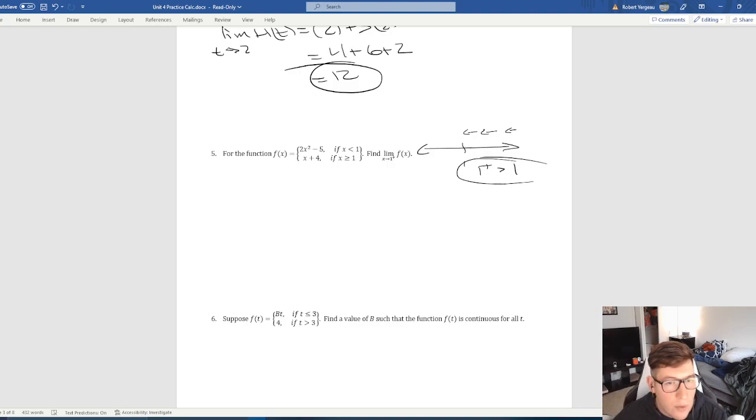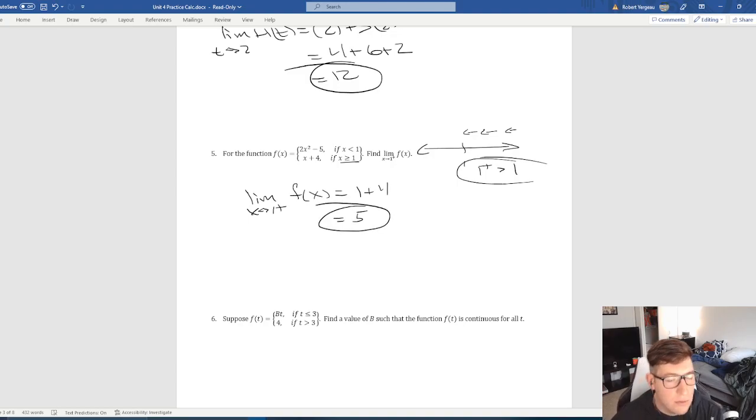So 1 from the right is greater than 1 is sort of a way that we can remember this. And so in terms of when we're greater than 1 per this piecewise, we have to use x plus 4. And so the limit as x approaches 1 from the right of f of x is going to be 1 plus 4, which is 5. Again, the math here itself is pretty simple. What this question is really testing us on is, do we understand what this means here and how it interacts with this function?